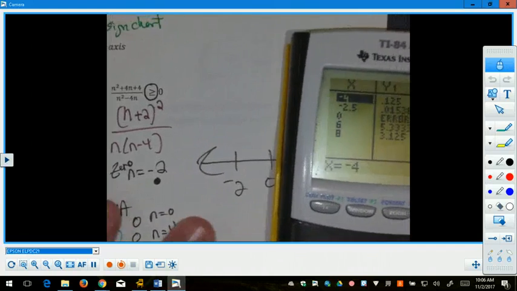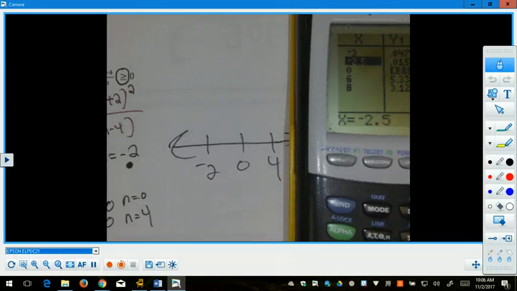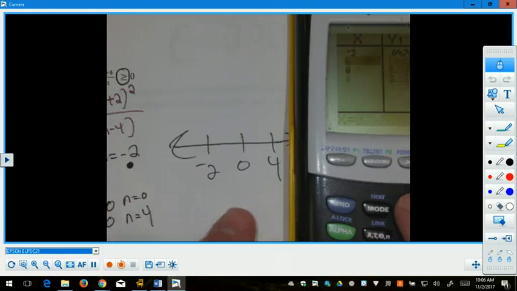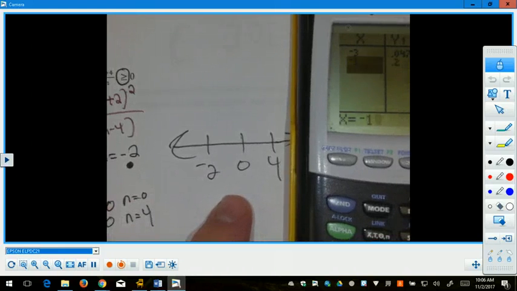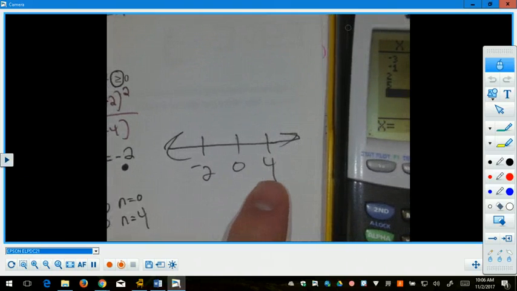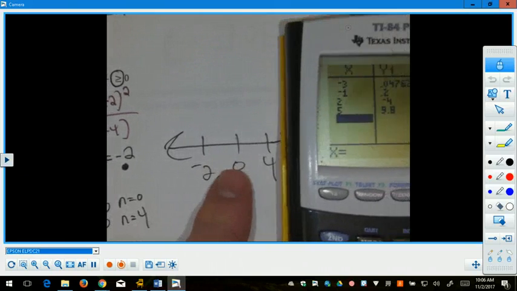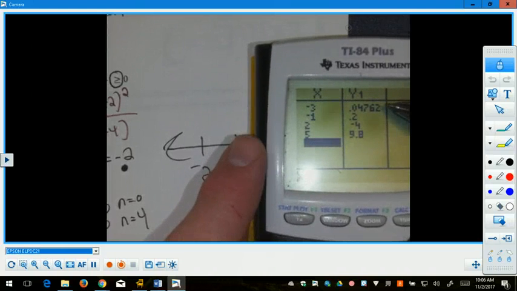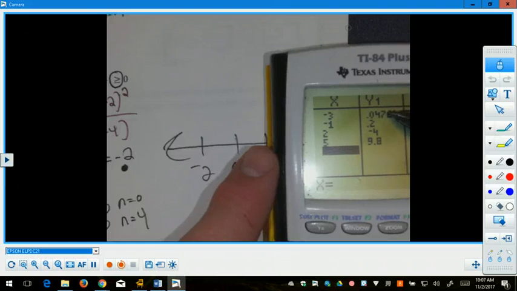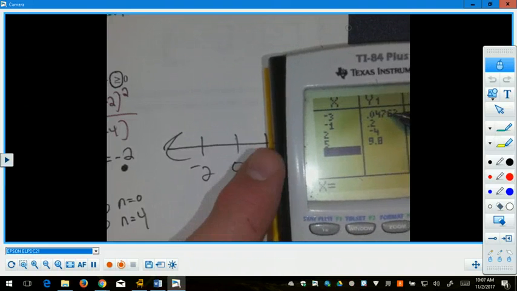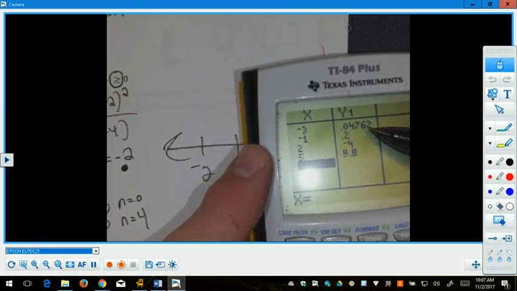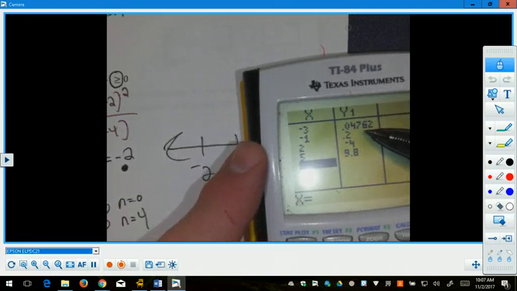I go to my table, and I'm going to test values to the left of -2, a value between -2 and 0, a value between 0 and 4, and a value to the right of 4. So since I have 3 values on my sign chart, I have to have 4 numbers. Well, I know why, but I'm thinking some of you might be wondering why these two are positive. Because it had even multiplicity, so it bounced.